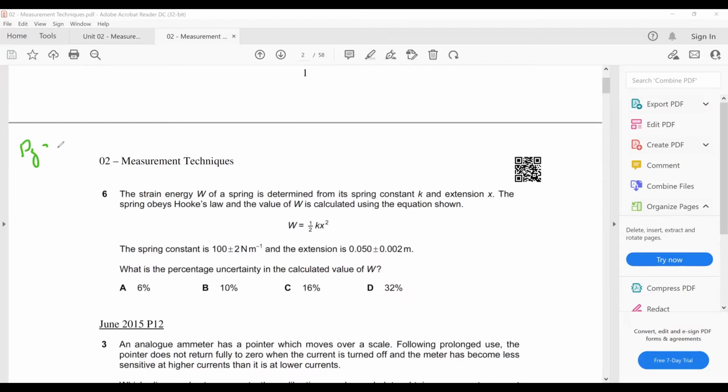Can you have a look at page 2? Now, the strain energy W of the spring is determined from the spring constant K and extension X. The spring obeys Hooke's law and the value of W is calculated using the equation shown. The spring constant is 100 plus minus 2 newtons per meter and the extension is 0.05 plus minus 0.02 meter. What's the percentage uncertainty in the calculated value of W?